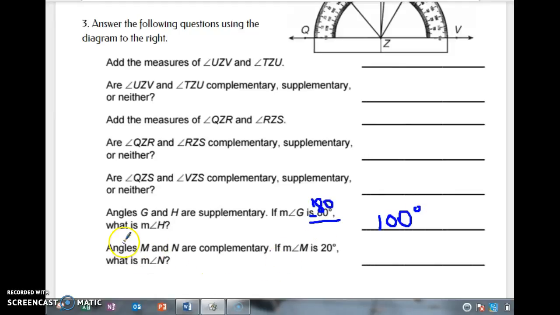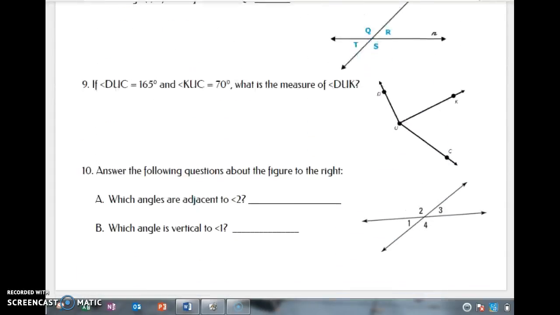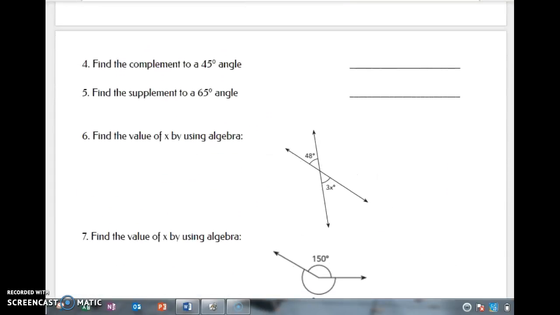Then if you look at angles M and N, they are complementary. Complementary means you've done something right, which means it adds up to equal 90 degrees. So if M is 20 and they add up to equal 90, you just have to subtract to figure it out. 90 minus 20 is 70 degrees. So you guys have now completed the front part of your page and you can move on to the back part. Looks like we've just got a couple more questions here.